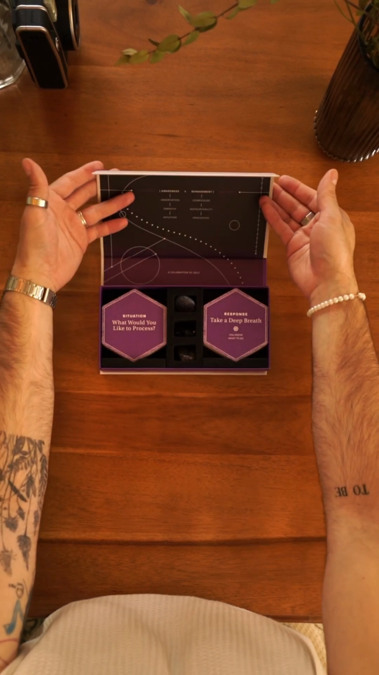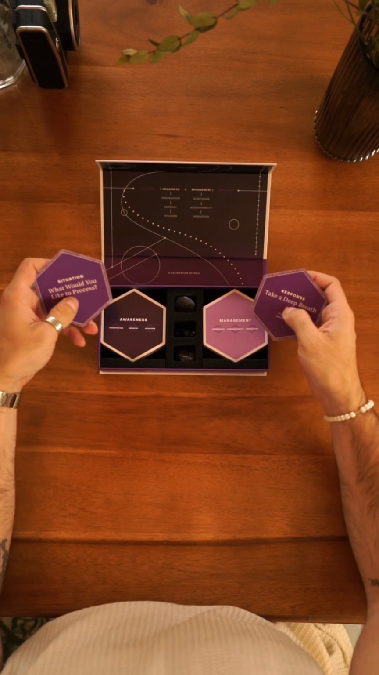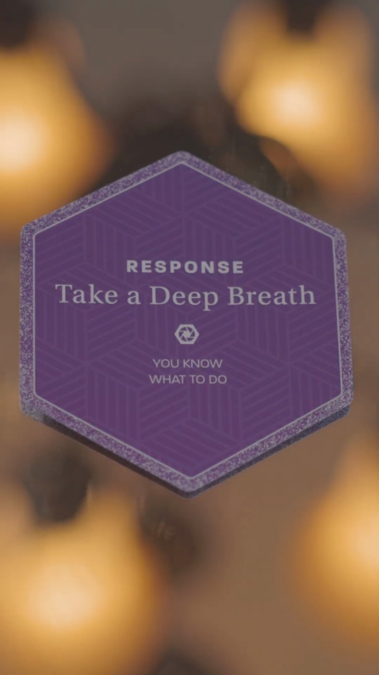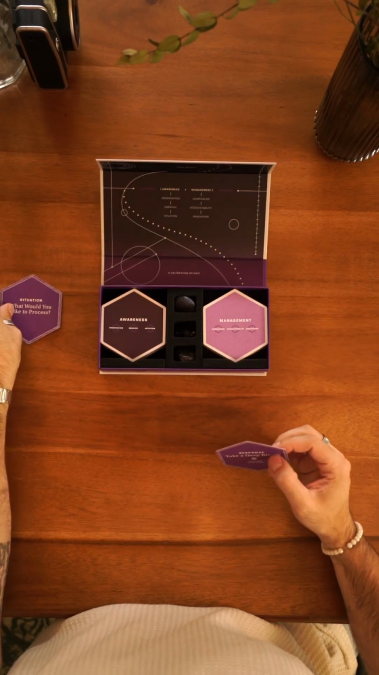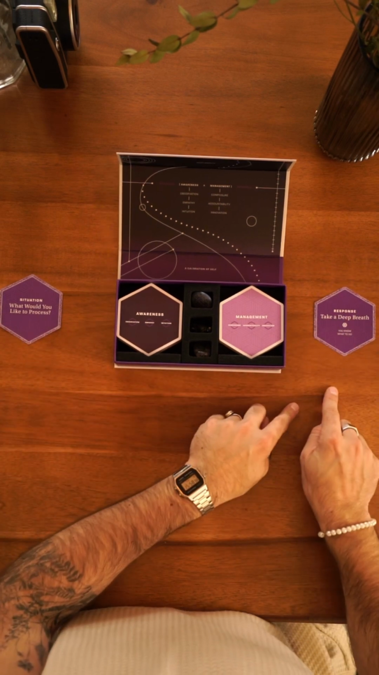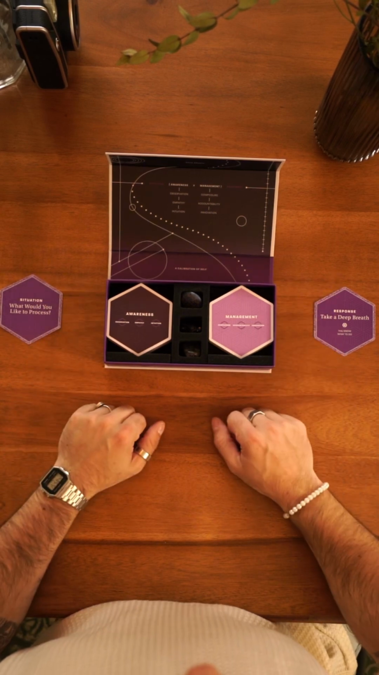So when you first open your box, you're going to see two purple cards sitting on top of the two decks. This is the situation card and the response card, and they are the very first card of the exercise and the last. This is the situations in your life and how you're going to respond to them, and the work that we do today is what takes place between those.